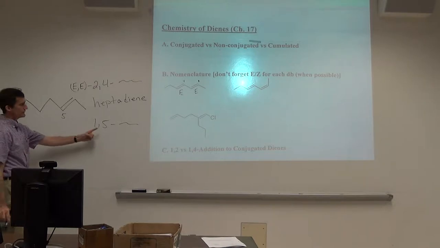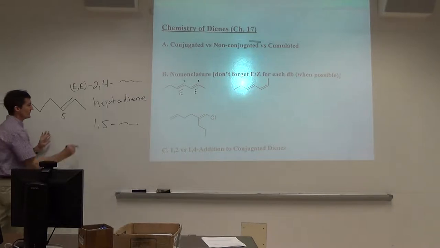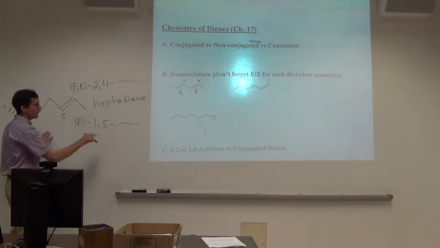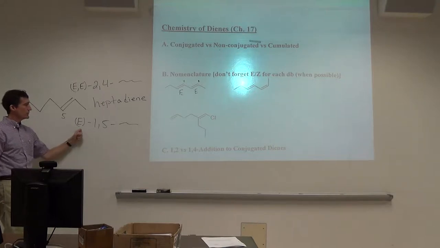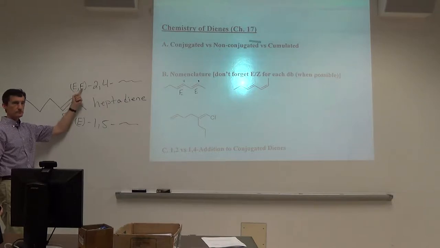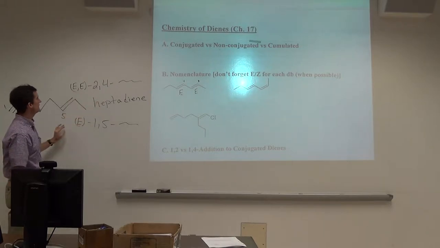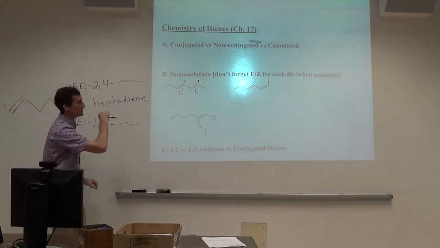What would you want to put in front of 1, 5? Just E. E, 1, 5 heptadiene. That doesn't have any E or Z, so you only need one E. E obviously means this one, because that one doesn't have E or Z. Now, they're both E, so we don't have to use any number to say which is which. If one was E and one was Z, we would have to say maybe 2E for Z or something. Maybe that'll come up over here.